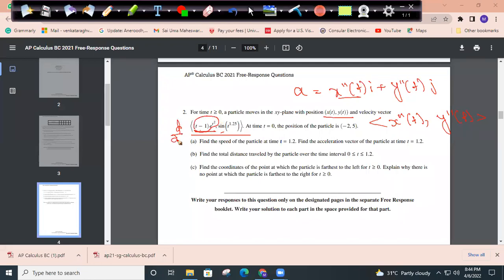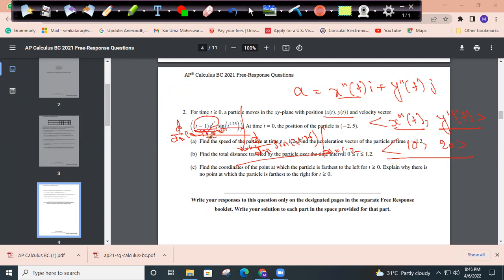Derivative d by dx of (x minus 1) into e power x square, no need to keep only t. Similarly, keep d by dt of d by dx of sine of x power 1.25, and put x equal to 1.2. At x equal to 1.2, you need to find that. Then you'll get some value for x double dash of t, like some 10, and you'll get some value for y double dash of t, some 5 or 20 or whatever it is. That should be your answer.